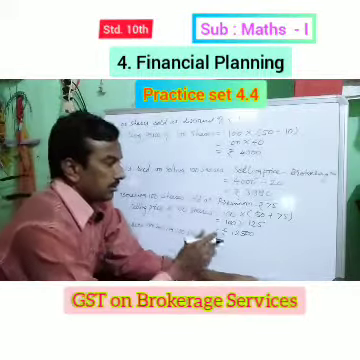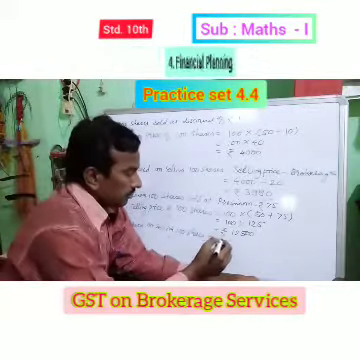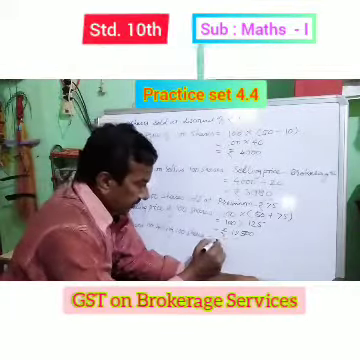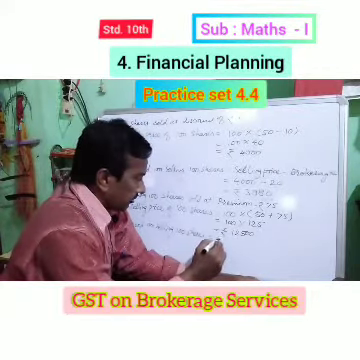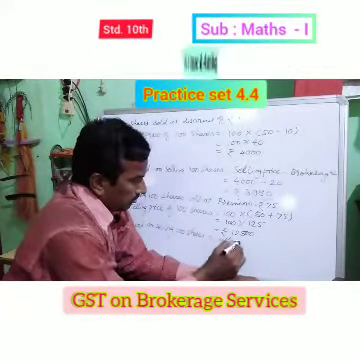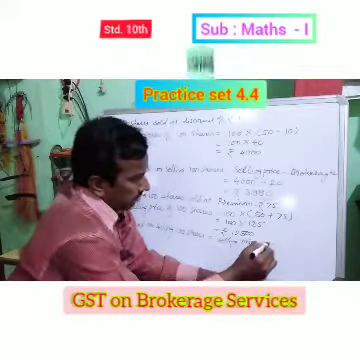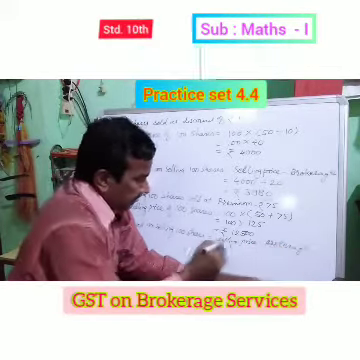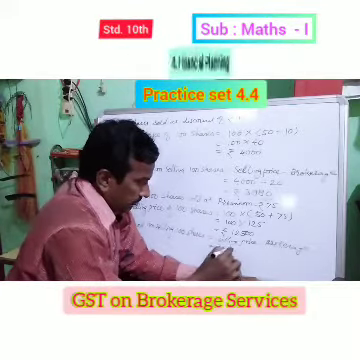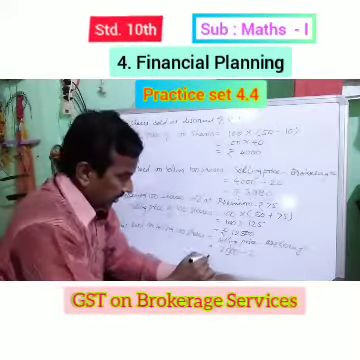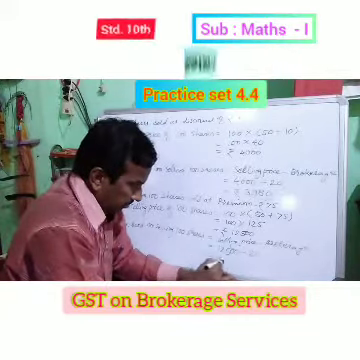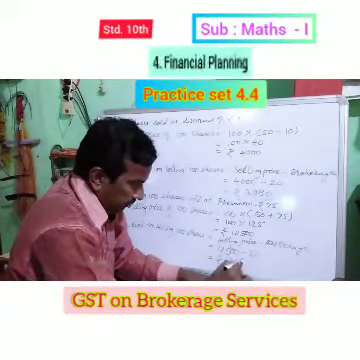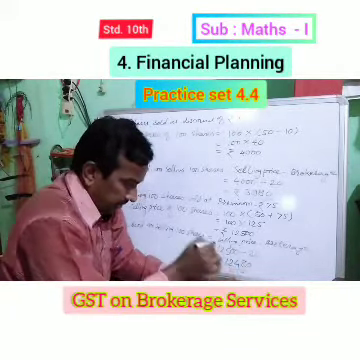Now amount received on selling these 100 shares. Because in each trade there is brokerage rupees 20. Selling price minus brokerage, selling price 12,500 minus 20 means rupees 12,480.